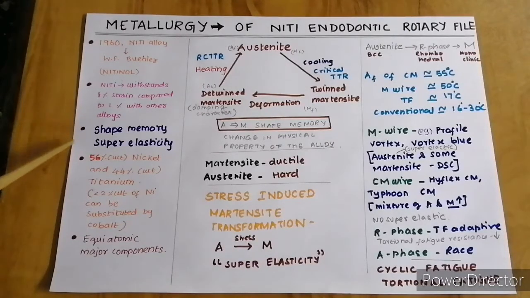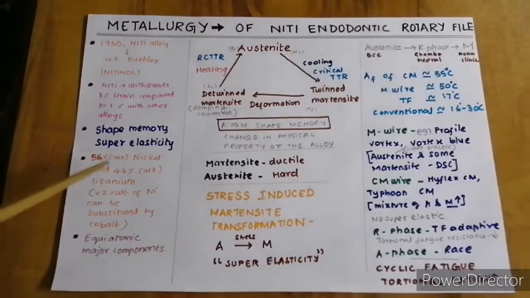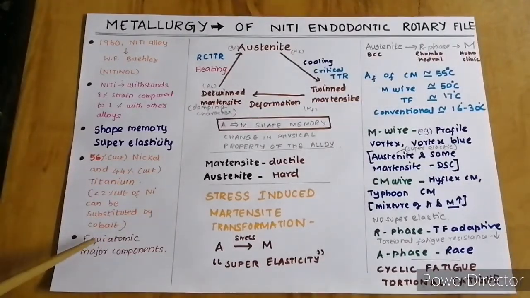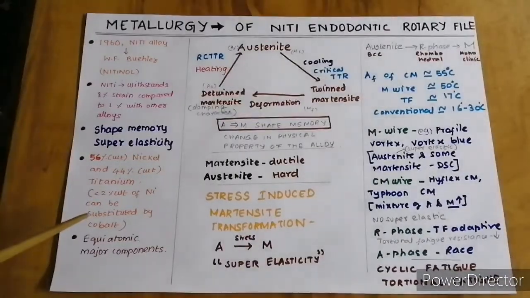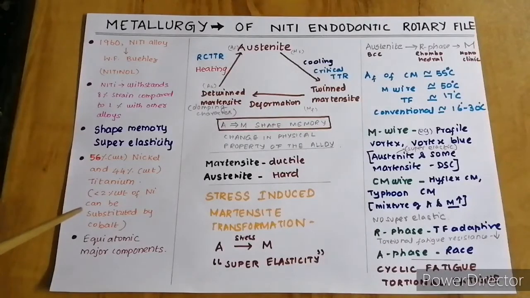So it has two important properties. It has shape memory and superelasticity. These are the two important properties. So what is the composition? Nickel titanium, right? Nickel is 56% weight and titanium is 44% weight. So they both are in the equiatomic ratios. 2% of nickel can be substituted by cobalt. Let me discuss about the importance of cobalt substitution later.